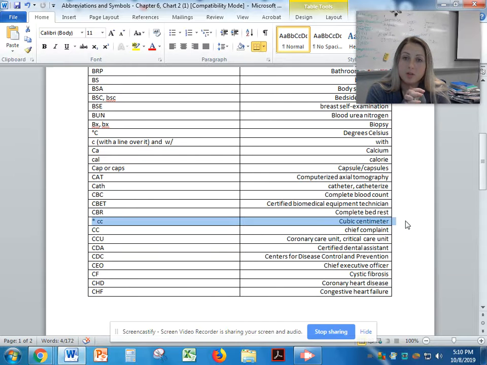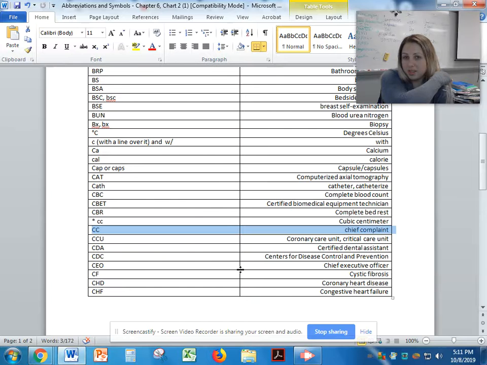So we generally draw up our syringes and we measure in cc's or milliliters because we have to know what the measurement of liquid we have to give the patient is, whether it's a medication or a fluid, anything like that. We need to know a specific measurement. And cubic centimeter, or also known as milliliter, is the base measurement for fluid.